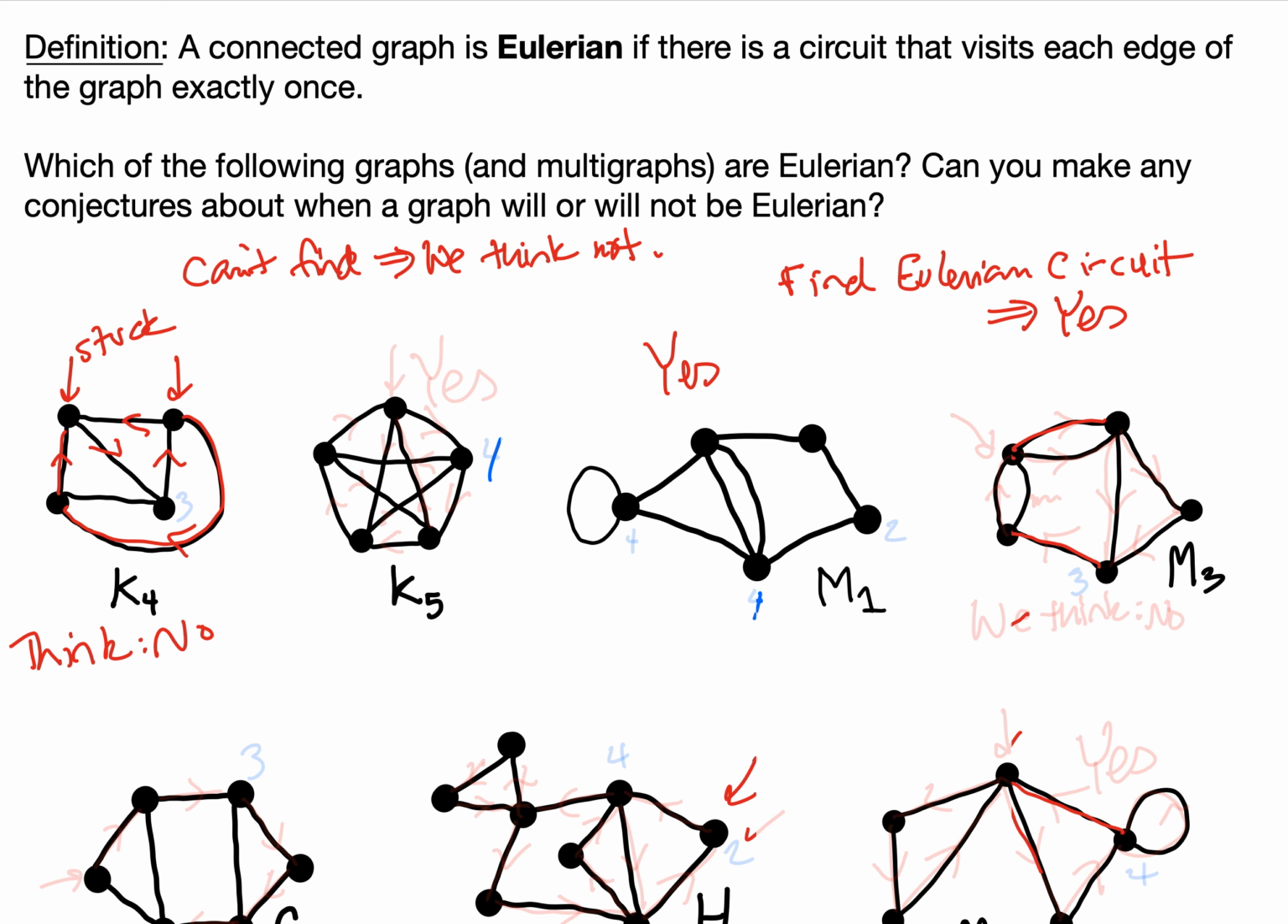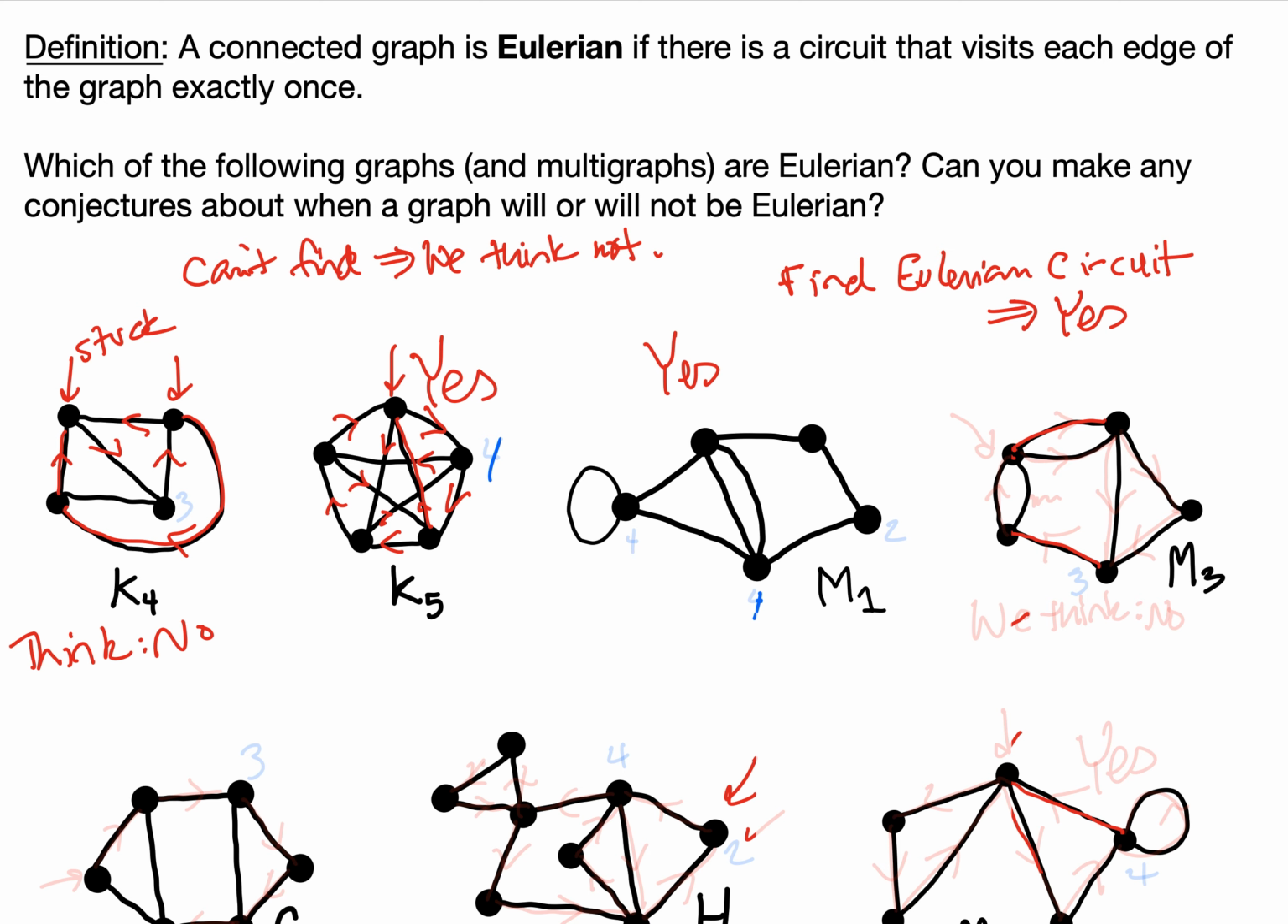K5, let's say that we start at this vertex. Let's say that we first start by just going around in a cycle. And now we could go this way, leave here, leave here, leave here, and now we have ended back where we started. So yes, this one is Eulerian.